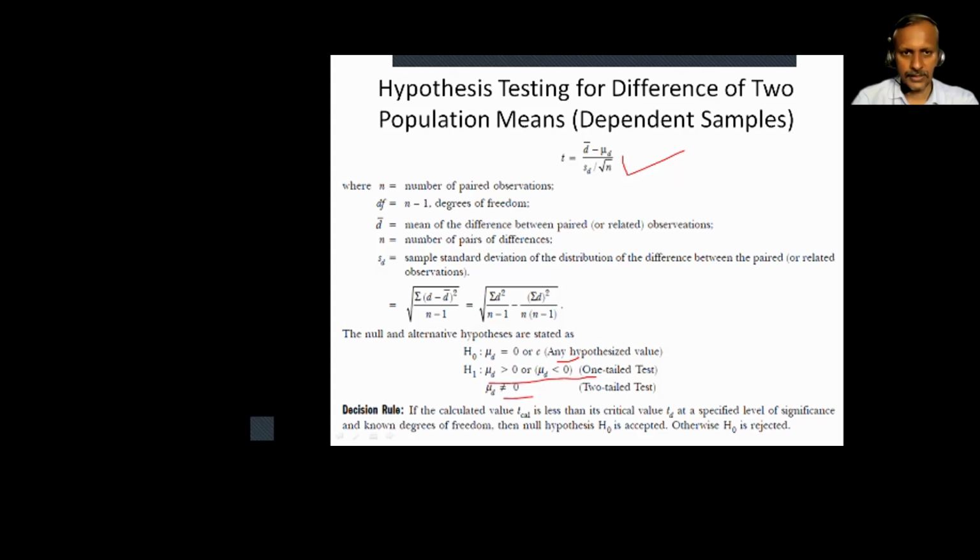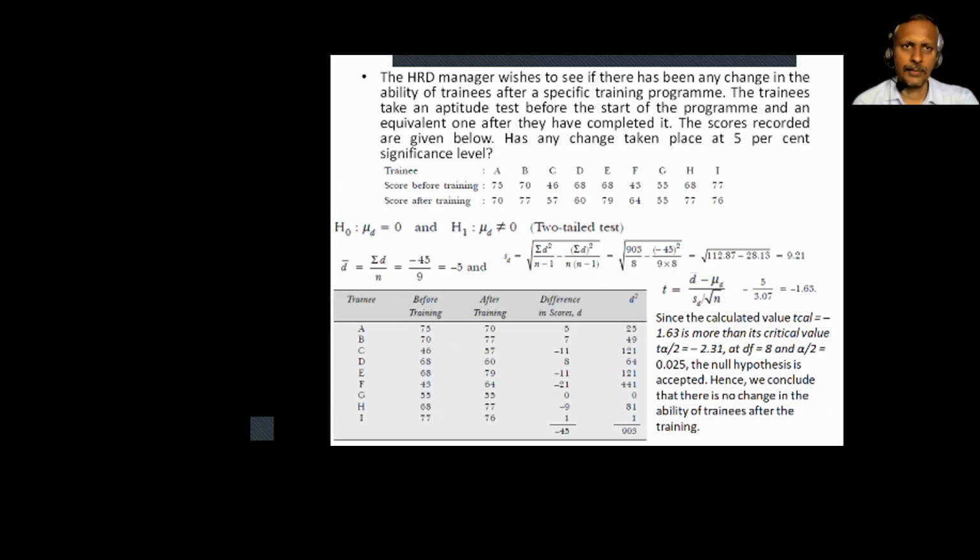So the decision rule says that if the calculated value is less than the critical value at the specified level of significance, then the null hypothesis is accepted. If the calculated value is greater than the table value, then the hypothesis is rejected. Now, there is an example which we can see here.